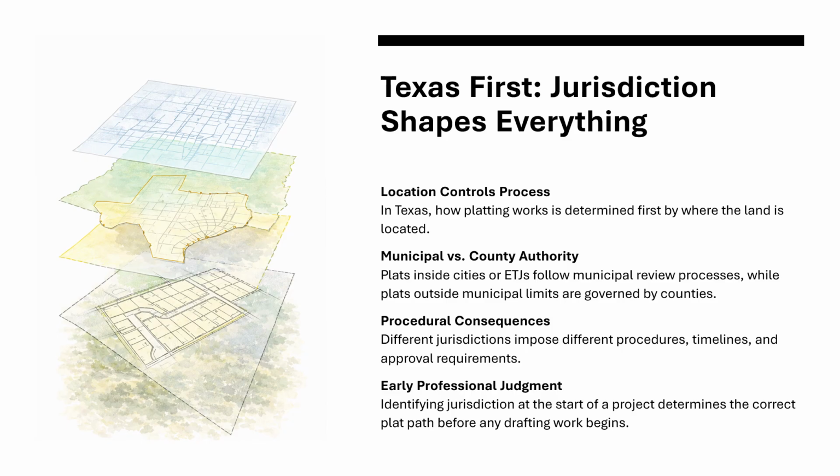The distinction matters because it affects far more than just who signs off on the plat. Different jurisdictions apply different procedures, different timelines, and sometimes different notice requirements. What passes smoothly through one approval process may stall or be rejected outright in another. Not because the geometry is wrong, but because the procedural path was misidentified.